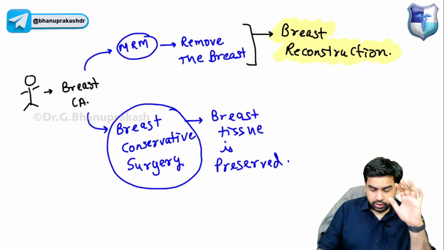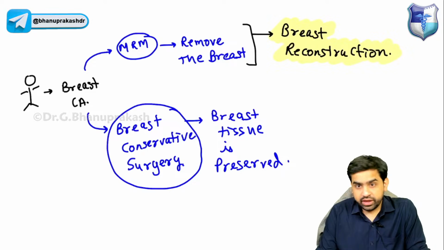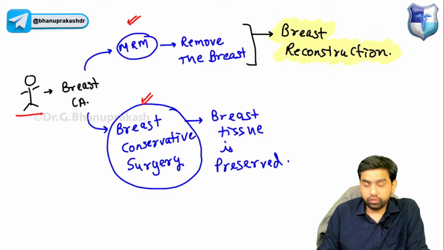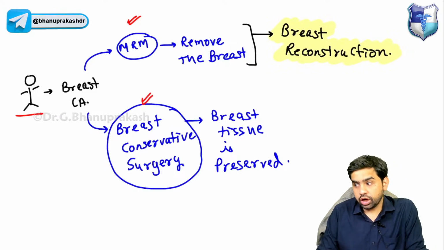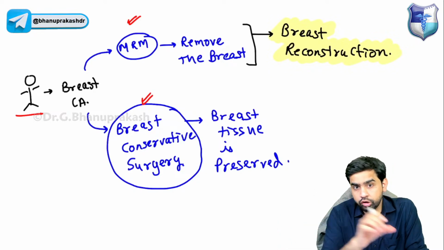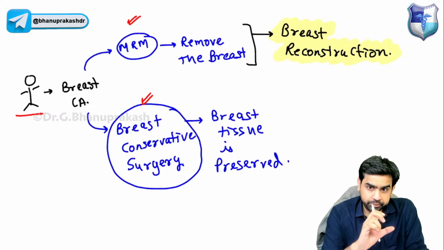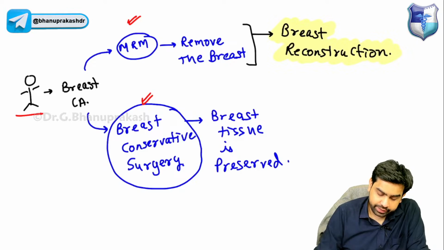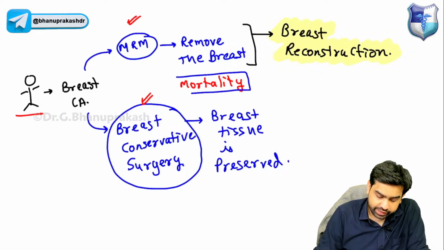Now, the argument which you will give is, let's assume that there is a patient. One patient is opting for the modified radical mastectomy. Another patient is opting for the breast conservative surgery. What about the outcome of these patients? Whether the outcome is going to be the same or there is going to be some difference. The outcome can be measured in two ways. First is the mortality.